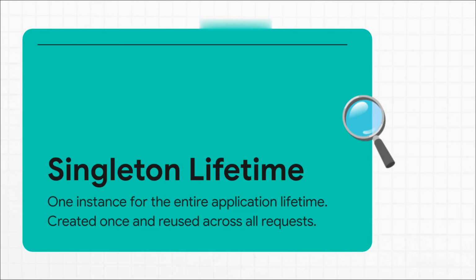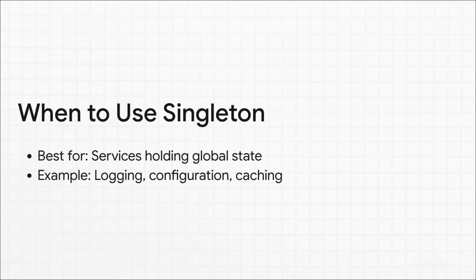And finally, we have the Singleton. This is the one and only lifetime. When you register a service as a Singleton, one instance is created the very first time it's requested, and that exact same instance is then shared across every single request for every single user for as long as the application is running. Now, you use this one with caution, but it is incredibly powerful for the right scenarios. Think about services that hold global state, like an in-memory cache, or maybe things that are expensive to create, like a logging service or a configuration reader. You really only want to set those up one time.